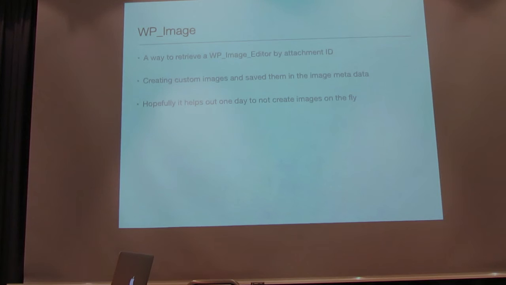And here, let me see, this one, here you see what I did. I enqueue the stuff from JavaScript, and what you see here is I add the editor to the screen. So I used the filter, where you see at the top, the filter WP Image Editors, and I can add my custom ones.